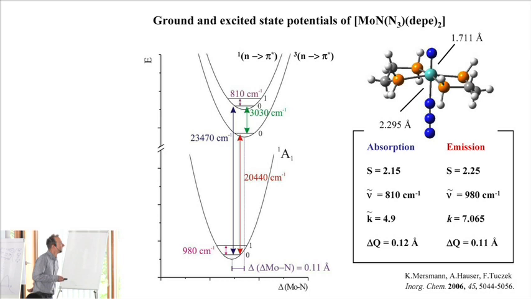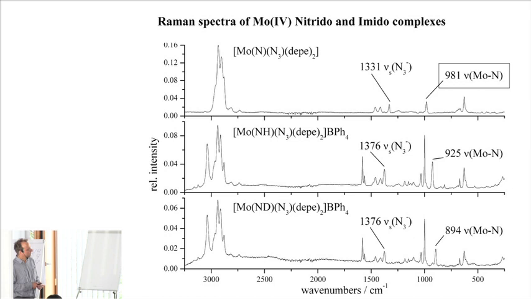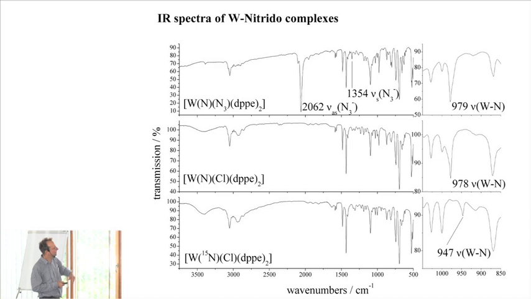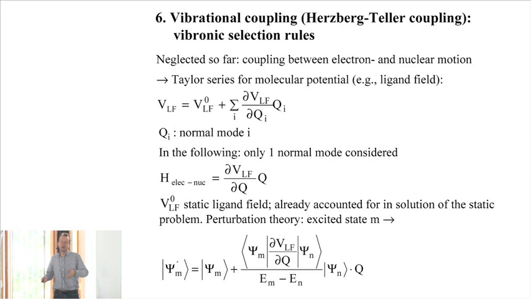And, okay. The ground state information, 980 wave numbers, you get, of course, as well from resonance Raman. So from optical spectroscopy, we got 980. From Raman, we get 981. The molybdenum nitrogen stretching frequency, so this is the frequency in the ground state. And you can also do this by IR spectroscopy. For some reason, we did this on tungsten nitride complexes, but you also get 980 wave numbers for the metal nitrogen stretching frequency. But besides that, of course, by optical spectroscopy, you get also the vibration in the excited state.